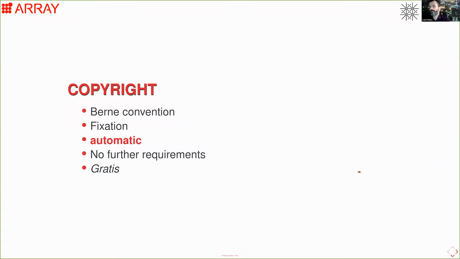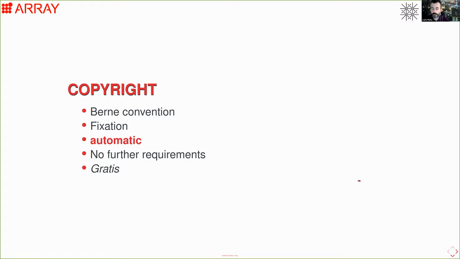Of course, it must be something original. So there is no requirement, there is no application, there is no magic word for creating copyright. And you don't have to pay anything. It's gratis. You don't have to pay a fee, a tax, or anything.